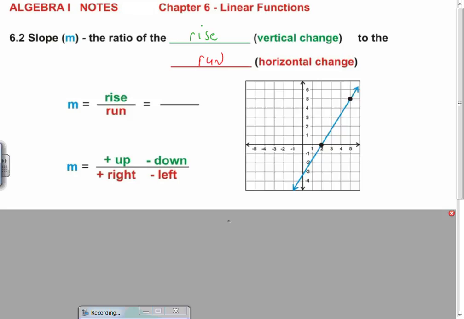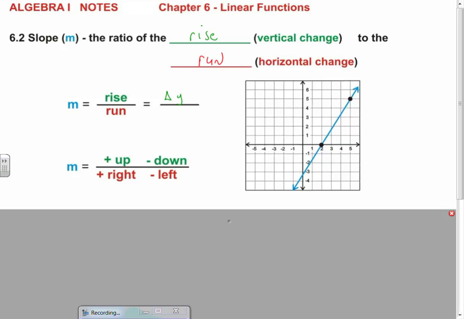All right, so what is the rise? It's the vertical change. The symbol is a triangle for change. And your vertical, is that the X's or the Y's? Say it. Vertical. X's or Y's? Y's, right? The Y is the vertical axis. So the rise is the change in Y. Triangle Y. You don't say triangle Y, you say change in.